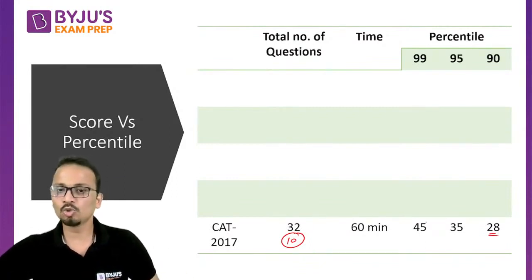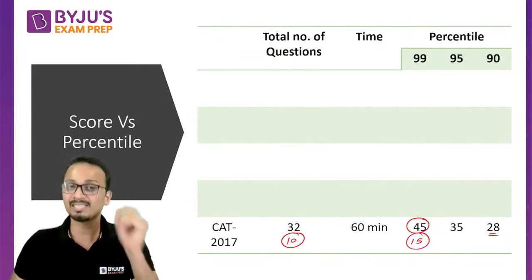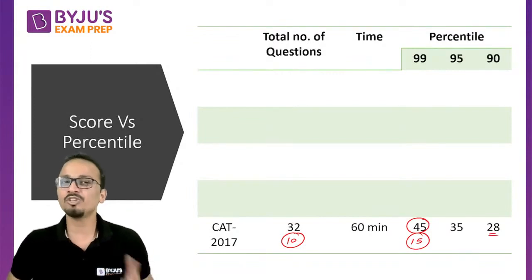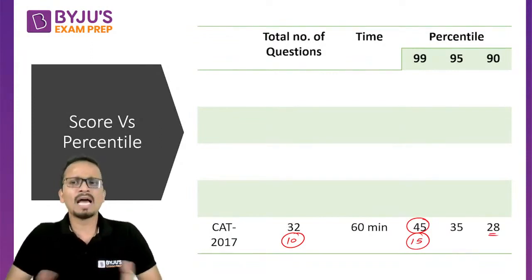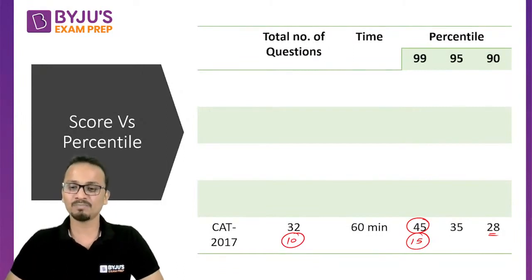All right. To score 99 percentile, it's just a matter of 15 questions in 1 hour. Yes, in 60 minutes, मुझे सिर्फ 15 questions effectively correct करने हैं and I'll be sitting on 99 percentile. Understand this thing.